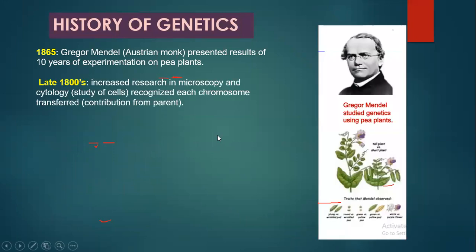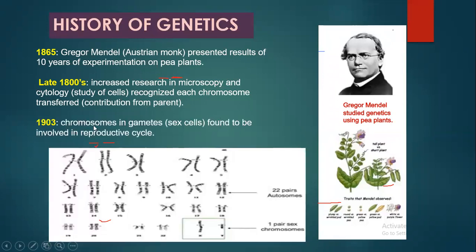Now, if you see the history of genetics, in 1865 Gregor Mendel presented his results based on 10 years of experimentation on pea plants. Later, in the 1800s, there was increased research in microscopy and the chromosome was discovered. In 1903, chromosomes in the gametic cells were found to be involved in the reproductive cycle. So the process of meiosis was discovered with the advancement in microscopy.